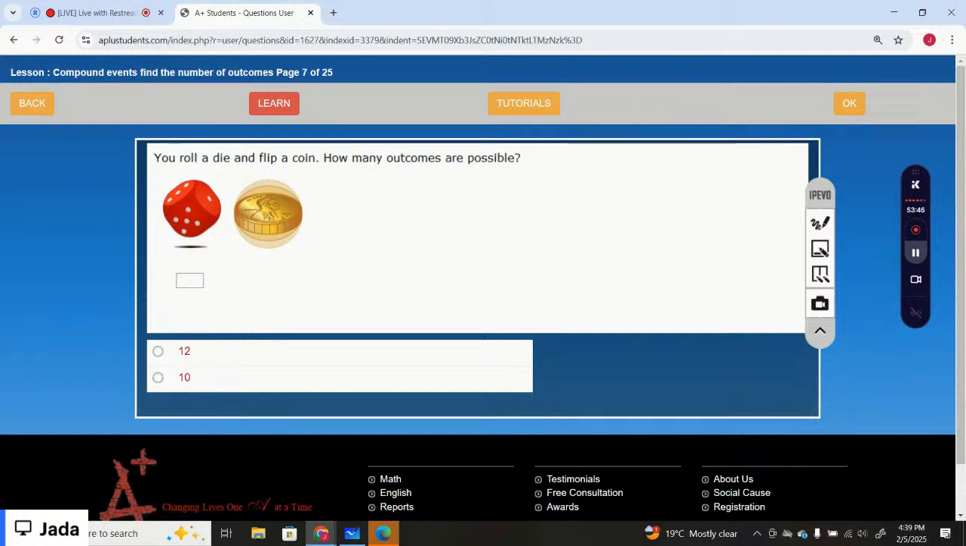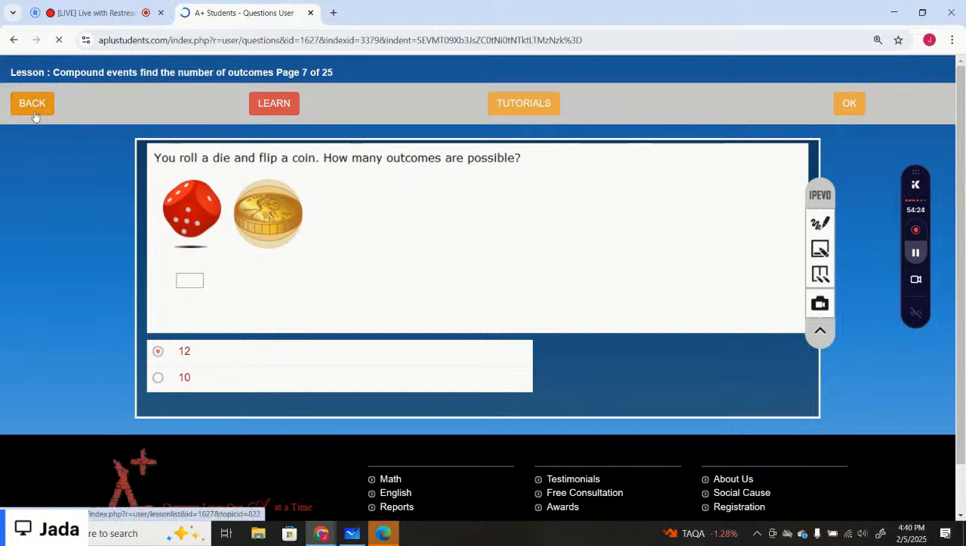You roll a die and flip a coin. How many outcomes are possible? That is 2 times 6. Option number 1 is the correct option. 12 it is. Okay, you can complete the lesson by yourself later today.